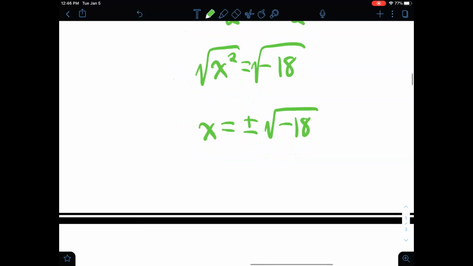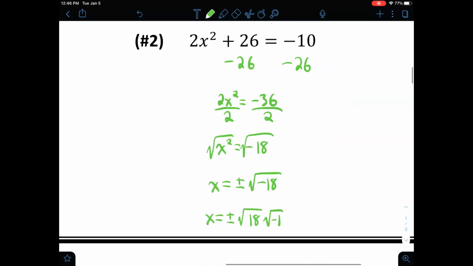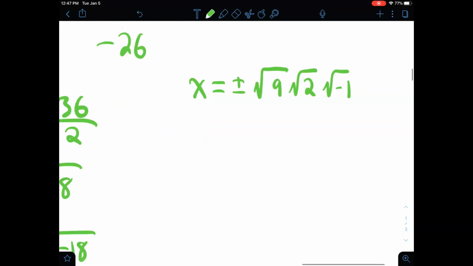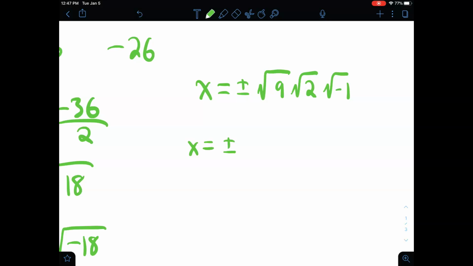All right, now we got to split this up a little bit. So we're going to do x equals. We got to get rid of that negative under the radical. So I'm going to write square root of 18 and square root of negative 1, because 18 times negative 1 is negative 18, which is good. And then over here, now can I split up square root of 18 to a perfect square? Yeah, square root of 18 is square root of 9 times square root of 2. And then we got square root of negative 1 still. So x equals plus or minus. What's the square root of 9? It's 3. So we got 3 square root of 2. And then that's going to be i. Square root of negative 1 is i.